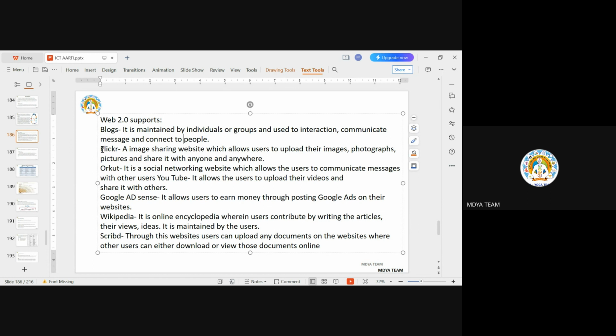Flickr is also an example. These are the apps: blogs, Flickr, Orkut, Google AdSense, Wikipedia, Scribd. These are apps or websites where you can share your views, or read or write the content. Flickr is used for uploading images, photographs, pictures, with anyone and anywhere.